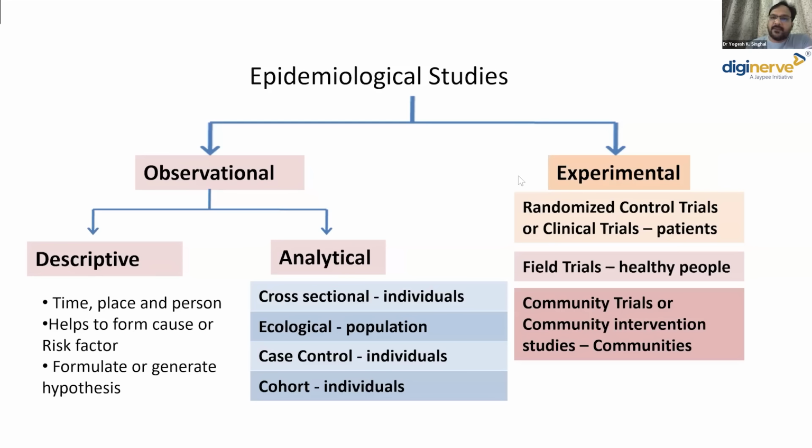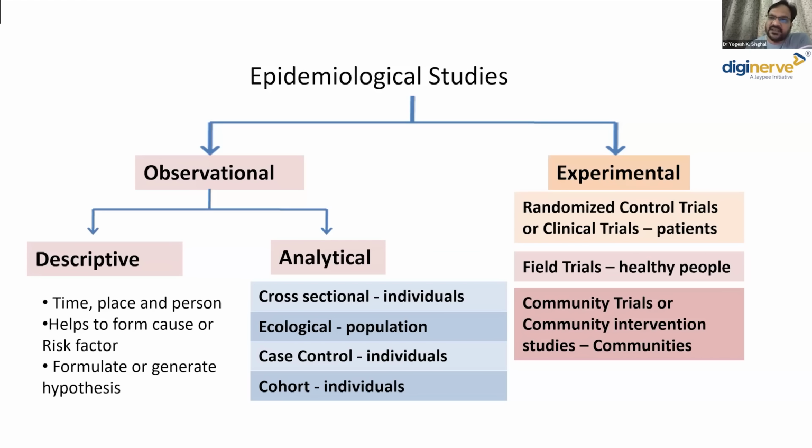Now about the different types of experimental studies. There are three types of experimental studies. In general, RCT is synonymous with experimental studies. When someone does an RCT, a randomized control trial, also known as a clinical trial, then there are field trials also, and community trials also, as part of experimental studies. We will discuss them when we take another webinar on experimental studies. But today we will not go much into the experimental study. You just keep this in mind.